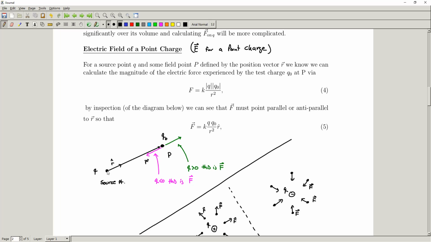So we have our source point here. We have our position vector R here. We know we can get the unit vector R hat from our position vector R, and we can calculate what F will be at point P from that. If our source point is positive, we can see that F will point away, right? And why is that? Because we're using a test charge that's positive, so we're going to have positive charge here, positive charge here. There's going to be a net repulsive force, and we can see that that's going to be in this direction.